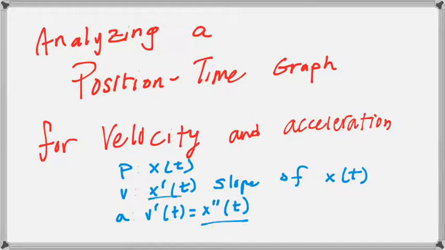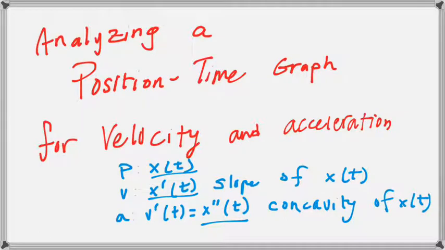It's through this lens that we'll focus on this graph, because we're going to be given a position function. So it's the second derivative of position, and recall that the second derivative describes whether a function is concave up or concave down. So the concavity of our original function, x, is going to be related to the acceleration value. Questions about acceleration deal with concavity of position. Questions about velocity deal with the slope of position.